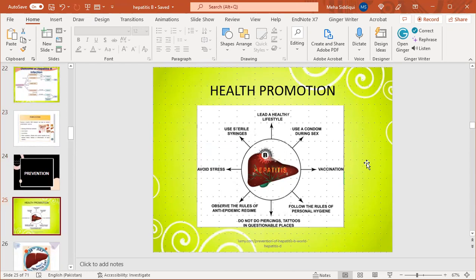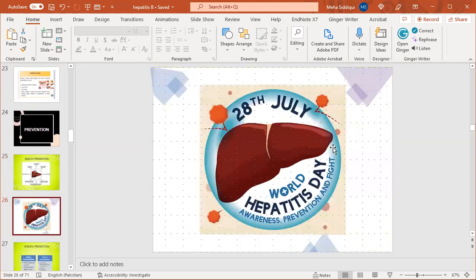Prevention. Primary prevention includes health promotion, that is, lead a healthy lifestyle, use sterile syringes, avoid stress, observe the rules of the anti-epidemic regime, do not do piercing or tattoos in questionable places, follow the rules of personal hygiene, and promote vaccination awareness, and use protective measures while having sex.